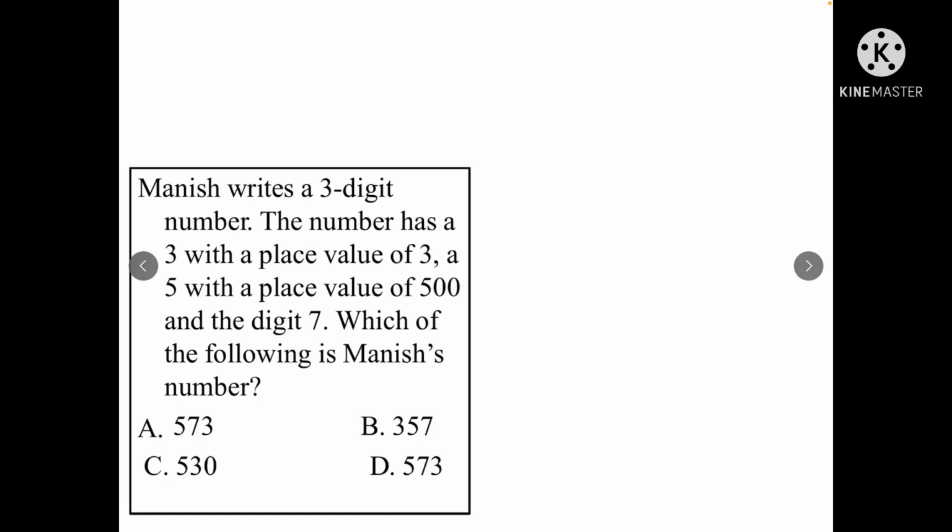Here, instead of writing the number has a 3 with the place value of 3, a 5 with a place value of 500 and the digit 7, we should say the number has 3 in the ones place, 5 in the hundreds place and 7 in the tens place. So this is a weak example.